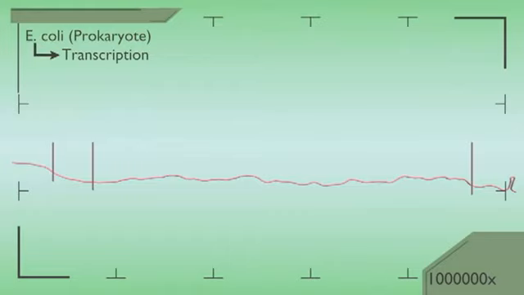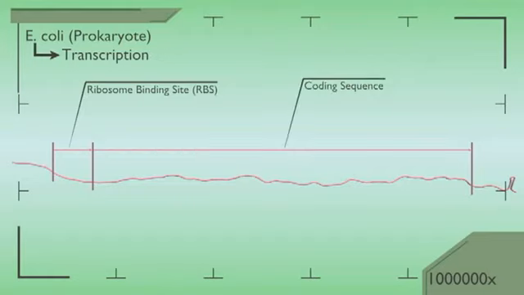Here we can see the details of the mRNA. We can see that it has a ribosome binding site, RBS, and a coding sequence. The RBS allows and promotes a ribosome to interact with the RNA to produce a protein. The coding sequence possesses the information about the sequence of amino acids in the protein.